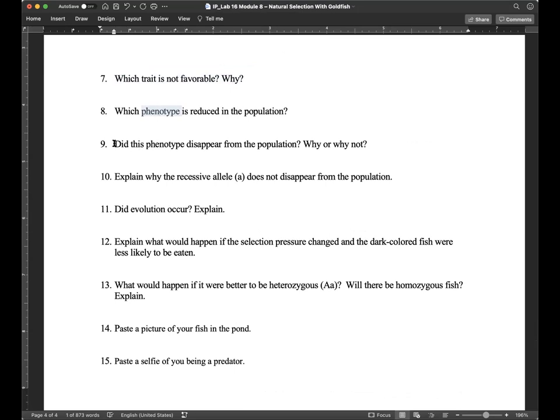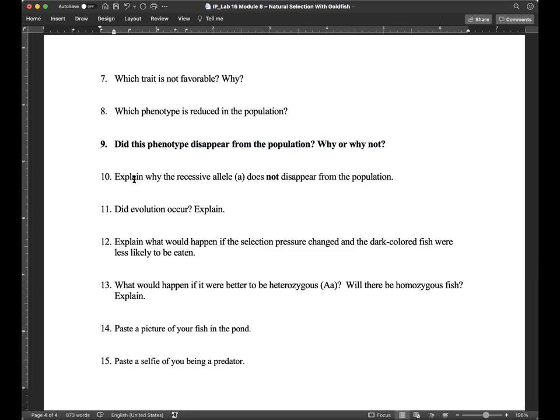The only tough question, in my opinion, is this one. Did the phenotype disappear from this population? Why or why not? It depends on your experiment, and so it's kind of a luck of the draw situation. And I'll explain that in a second. So I'll come back to that question. Explain why the recessive allele does not disappear. So it's possible that you will answer yes to this, and obviously that would affect this question right here. But I will explain this a little bit.